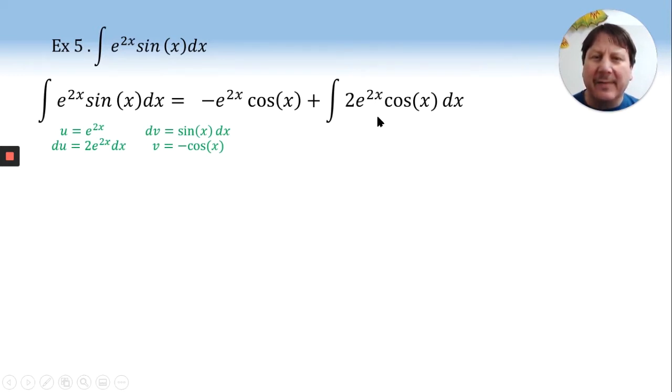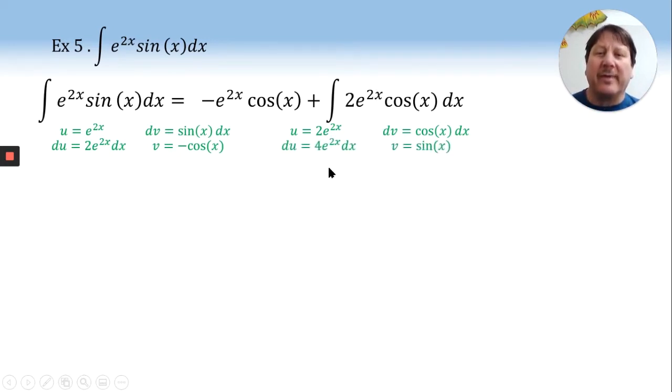So it doesn't look like we got very far, but that's okay. Looks like we are going to have to do integration by parts again. That's okay. We'll do that. So another u, another dv. I do like to keep the 2 with the e to the 2x, just so I don't have to have a 2 on the outside. Anyway, go ahead and do the derivative of that, which you've already figured out. It's just twice that. And then the integral of cosine is sine.